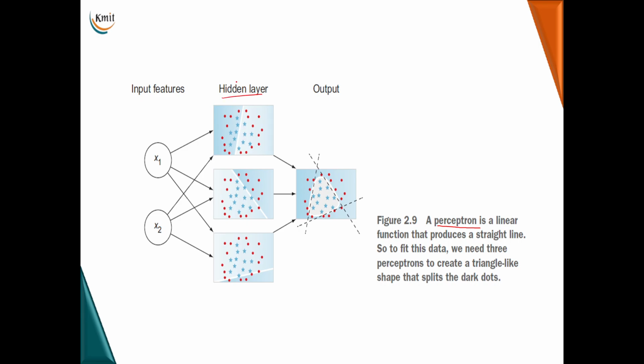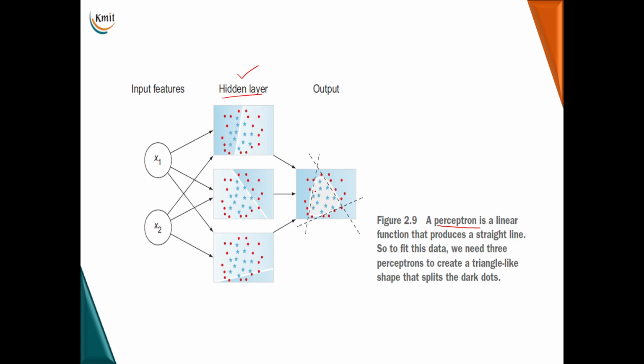Now why do you call it as hidden layer? Because this is the layer which we don't see or control. We just feed the input feature to the input layer and see the output coming from the output layer. This layer we don't see or control, hence you call it as a hidden layer. So here I am making use of 3 different neurons which generate 3 different lines to split or form a triangle-like shape to split the dark dots.